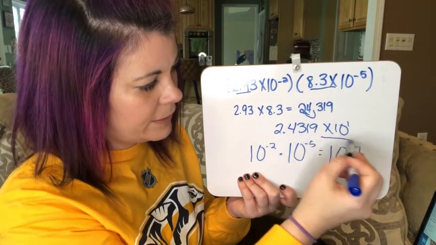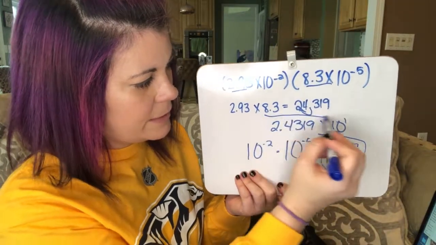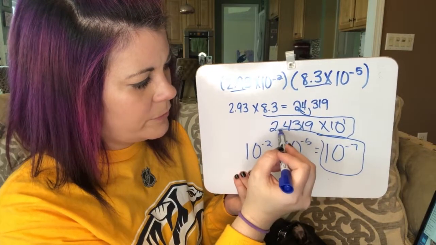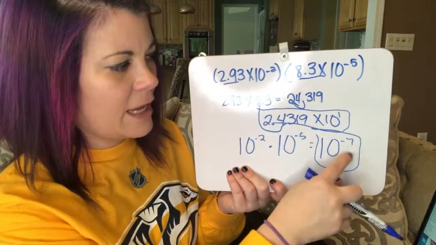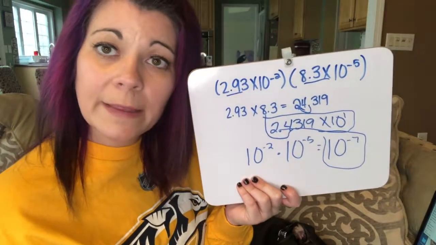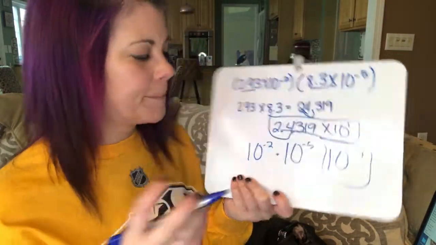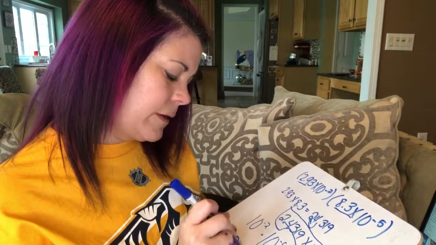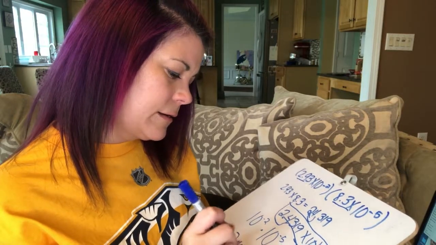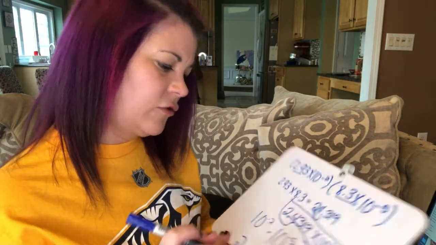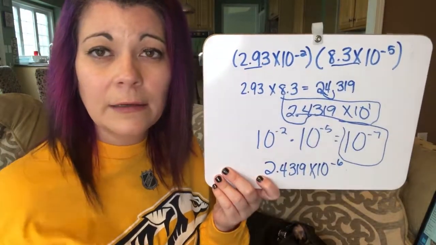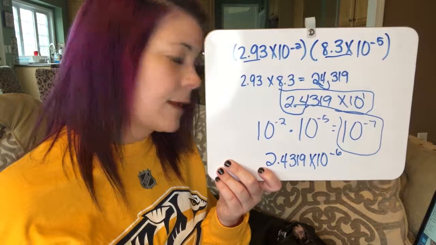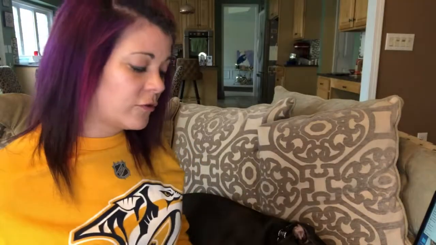So in that case, I'm going to combine 10 to the negative 7 and 2.4319 times 10 to the 1st. Add those exponents. 1 plus negative 7 is negative 6. So 2.4319 times 10 to the negative 6 would be my answer, because I combine this and that. Negative 7 plus 1 is negative 6. So that is how you multiply scientific notation.